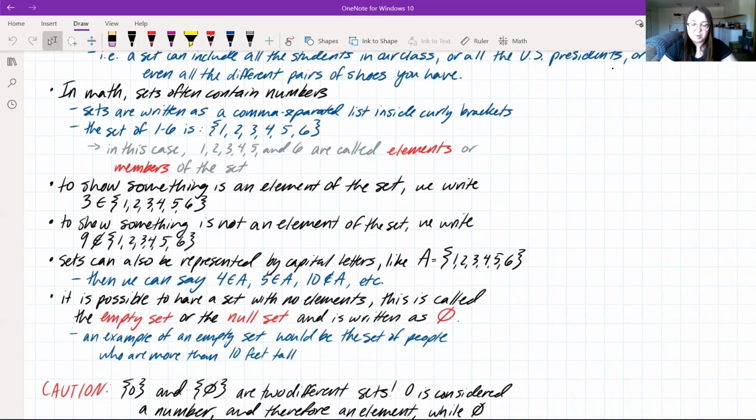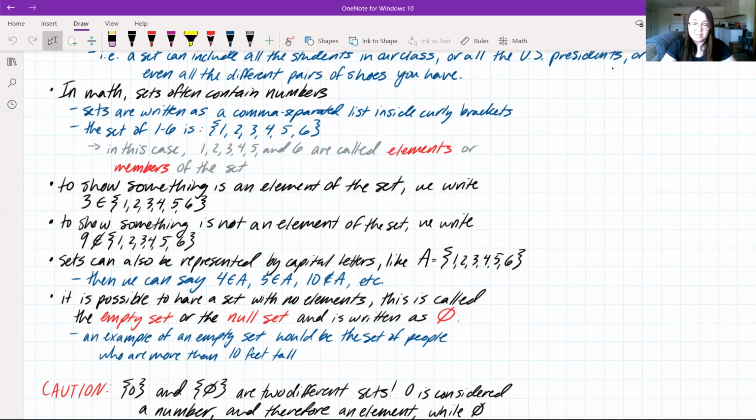Sets can also be represented by a capital letter. We can set capital A equal to the set of 1, 2, 3, 4, 5, and 6, or the set of 1 through 6. Now whenever we reference A, we know that A is the set of 1 through 6. So we can say 4 is in A, 5 is in A, but 10 is not in A, etc. You can say numbers are in or not in A, and we know that A will represent this set.